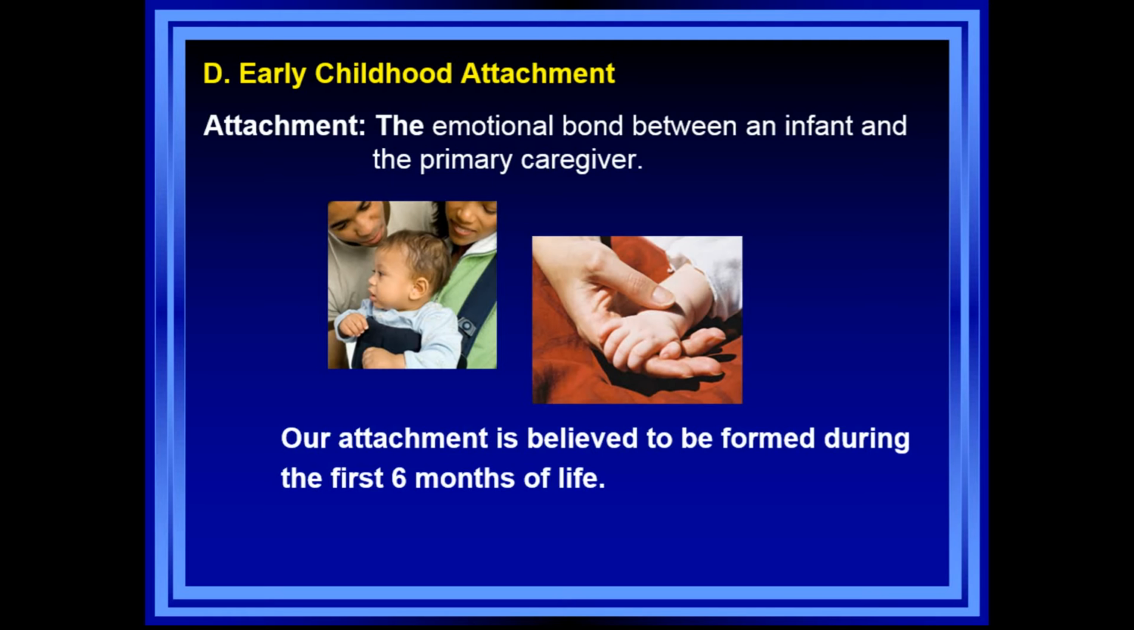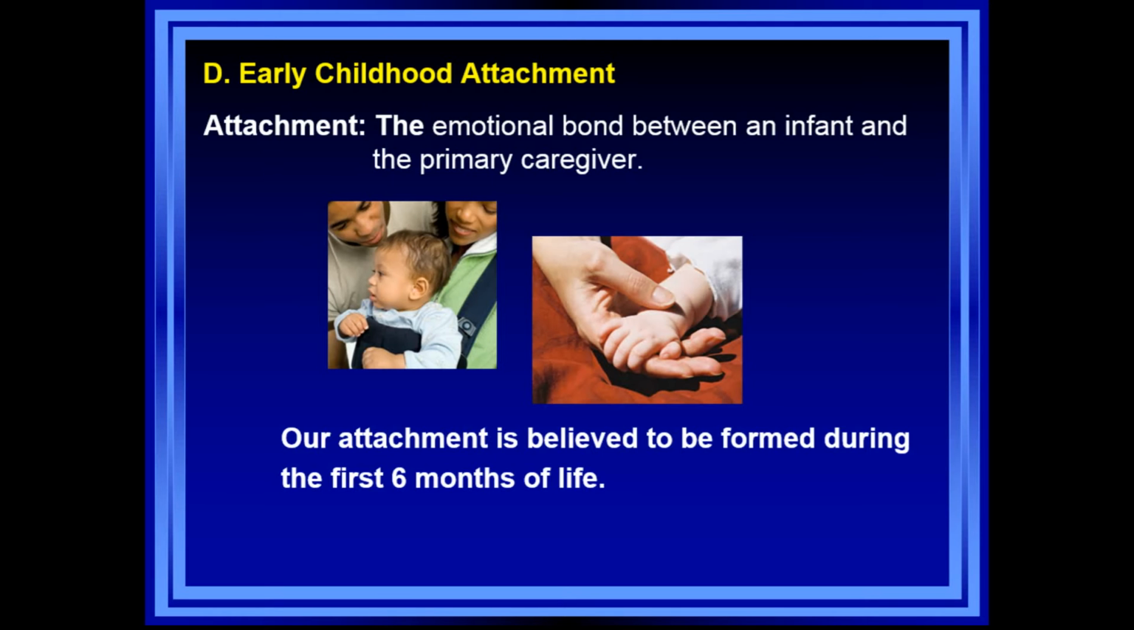It's defined on your PowerPoint as the emotional bond between an infant and the primary caregiver. And it could be mom, it could be dad, it could be grandma, it could be nanny, it could be aunt, anyone who is the primary caregiver. That emotional bond is called attachment.